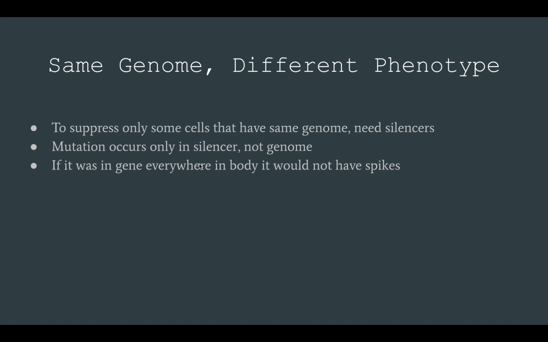Mutations only occur in these silencers, not in the whole genome, because if they were to occur in the genome, then every single cell would be affected, but when they only occur in the silencer, only that specific cell is affected. So for example, with our dragon example, if our mutation occurred in the genome, then the dragon would not have spikes, but because it only occurs in the silencer region, only certain cells do not have the spike phenotype.